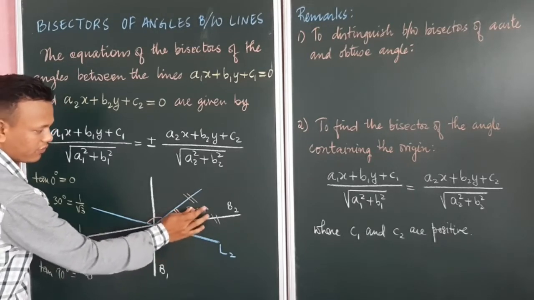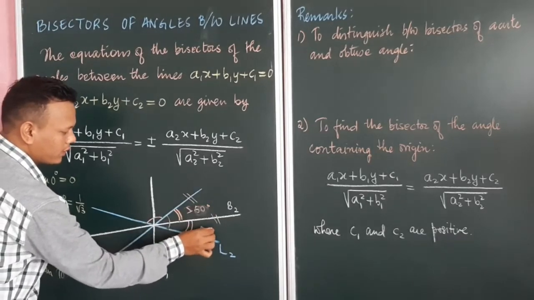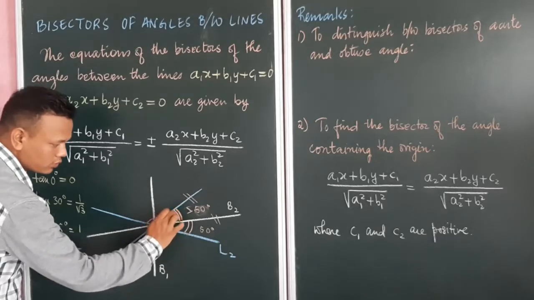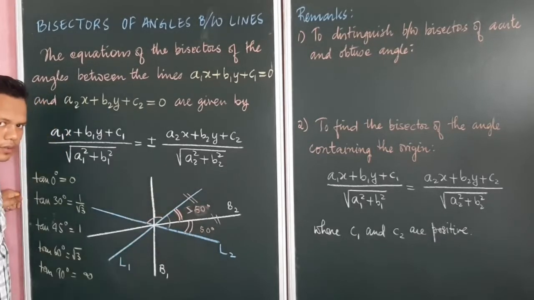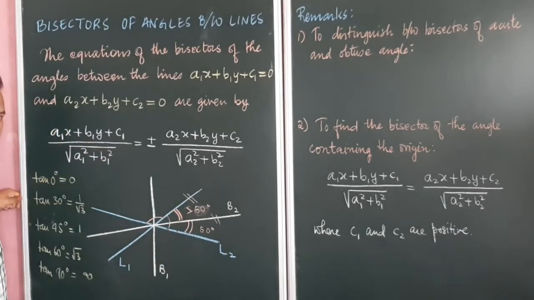If this is, for example, 50 degrees, then this will also be 50 degrees, isn't it? So altogether, how much is this total angle? This is 100, which is greater than 90 degrees. So that's why this becomes your obtuse angle, isn't it?